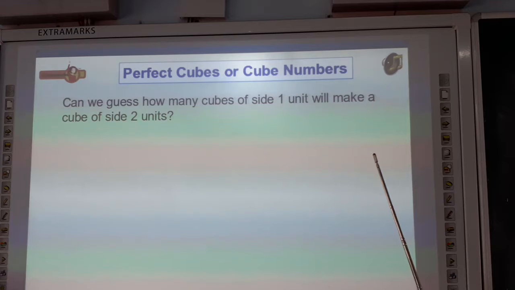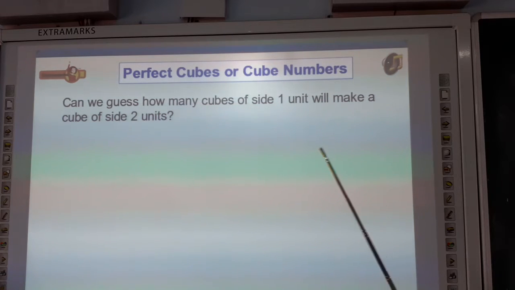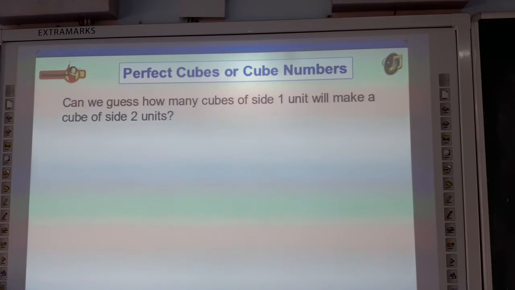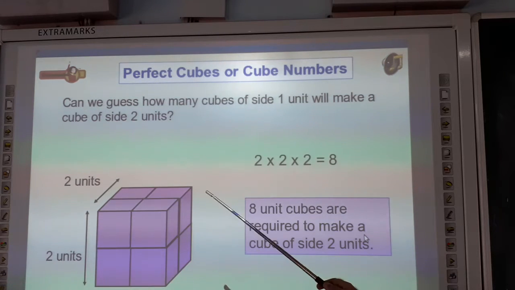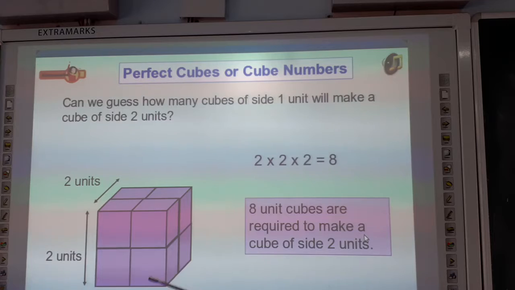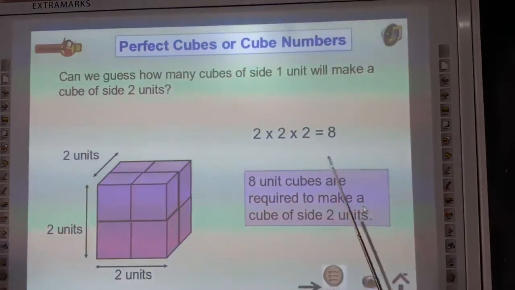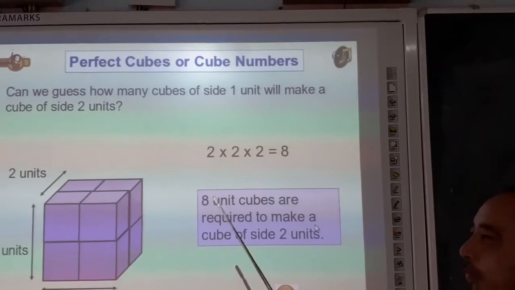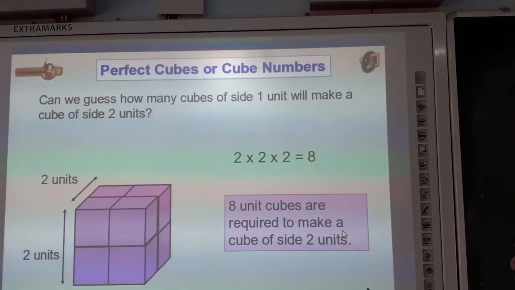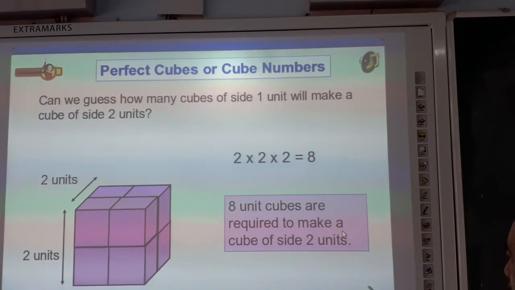Can we guess how many cubes of side 1 unit will make a cube of side 2 units? Let us see. 2 units, 2 units, 2 units, 2 into 2 into 2, which is 8. So, in a cube of size 2 units, there will be 8 cubes of the size 1 unit.